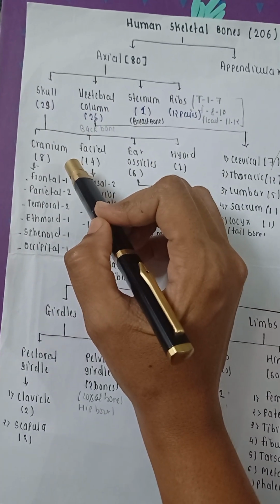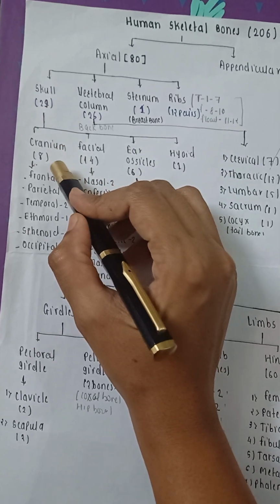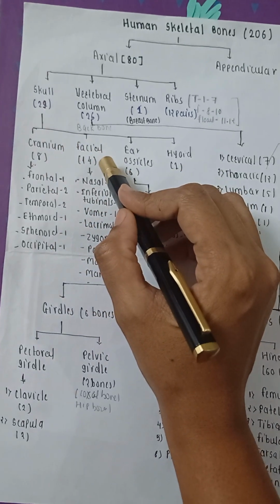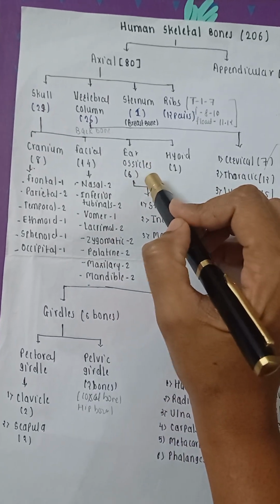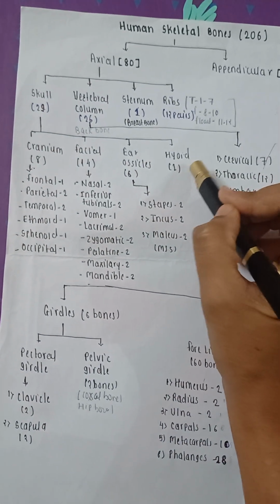Now we'll see the skull. Skull is again classified into four parts. First is the cranium, which is 8 in number. Then there are facial bones, 14 facial bones. Then there are 6 ear ossicles bones and 1 hyoid bone.